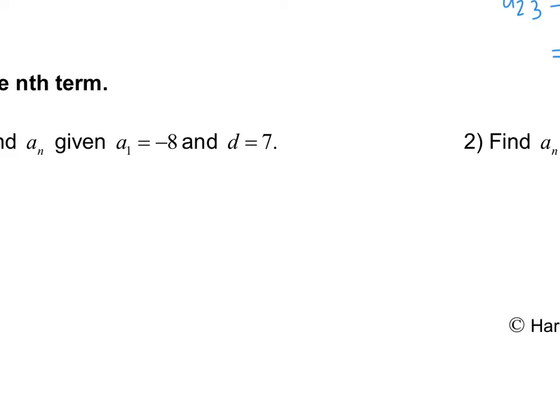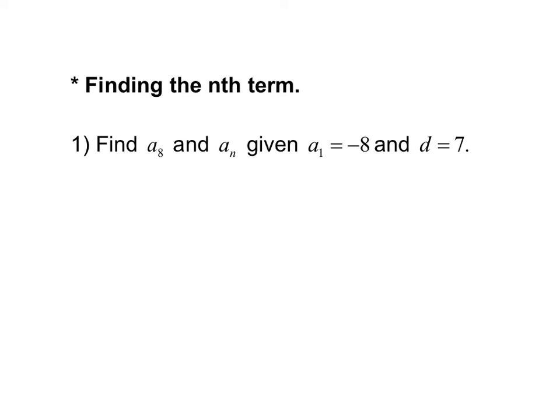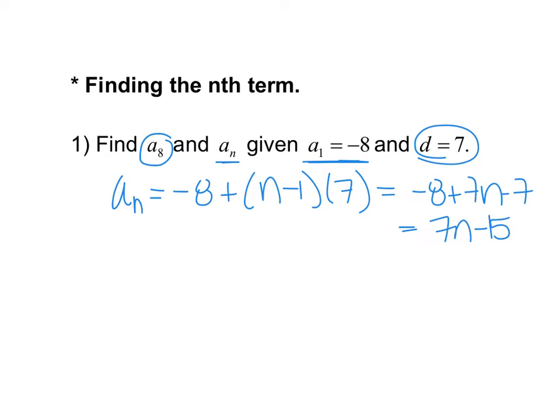Alright, let's go to example number 1. We're finding the nth term. So the problem gives you the first term, and they give you d, and it wants to find the 8th term and the general term. So a sub n equals -8 plus n minus 1 times 7. Okay, and then if you clean this up a little bit, you get 7n minus 15. So that is our general term.